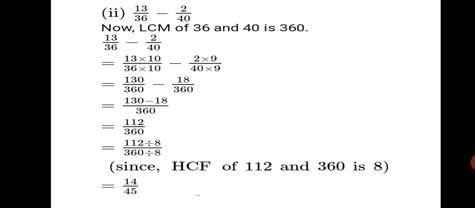So you get 130 upon 360 minus 18 upon 360. Now subtract the numerators, since the denominators are equal. 130 minus 18 gives you 112 upon 360. This is equal to, now further we can reduce 112 upon 360.